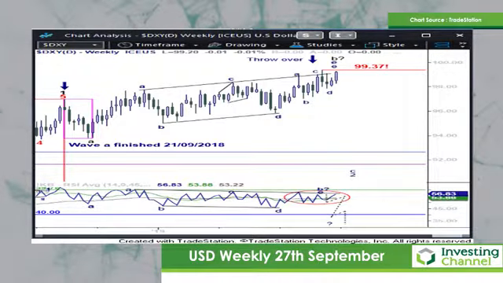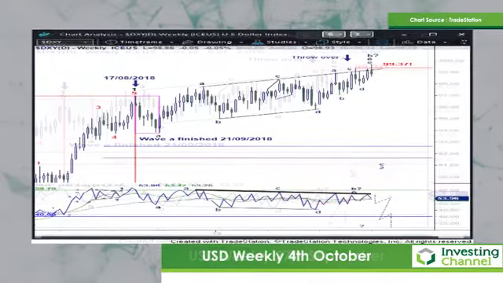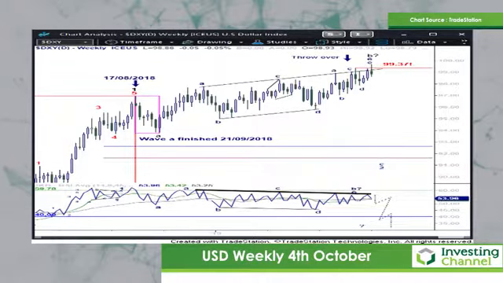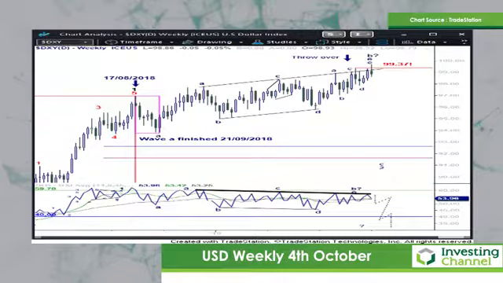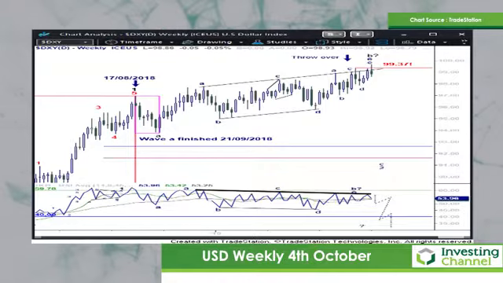If we look at our second chart, which is the US dollar weekly captured on the 4th of October, being today, price has broken above the 99.37. The upper trend line, which is connecting waves A and C, has been broken for the fourth time, only for price to reject immediately below. The term throwover is still very valid.